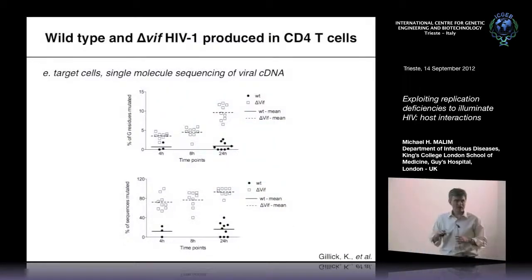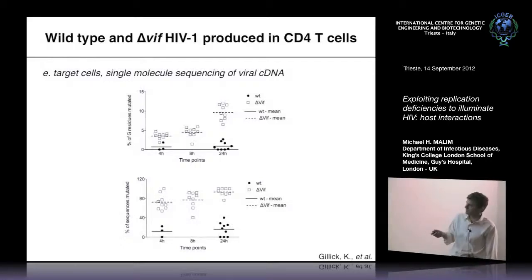In those same experiments, looking at the different virus preps from different donors going into different cells from different donors, we've done a lot of sequencing of those RNAs to look at the patterns of mutation. And just to summarize some of those results, you can see that the percentage of guanosine residues that are mutated increases over time. So the editing is not a co-reverse transcription event. It occurs after reverse transcription and continues to go on for some time.